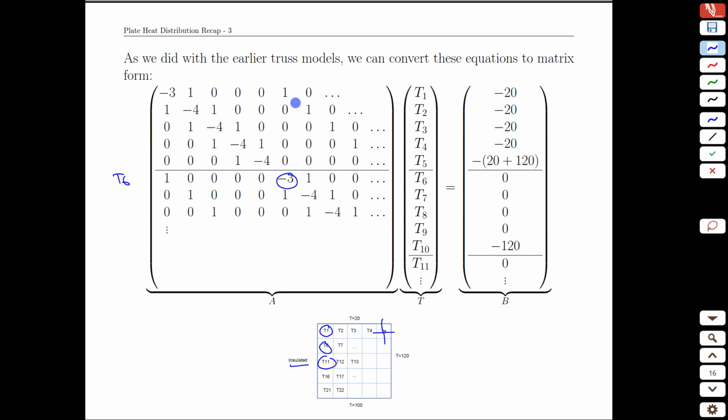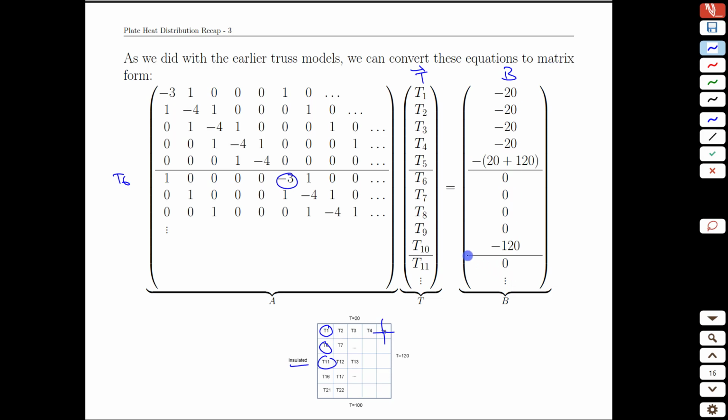So we have -4s everywhere else. There's 1s here, there's a band of 1s here. We'll talk about those and the relationship back to this matrix in a second. But the upshot is there's a really straightforwardly constructed matrix here. We've got our unknown vector of temperatures here. We've got our B vector here, and we can build this.